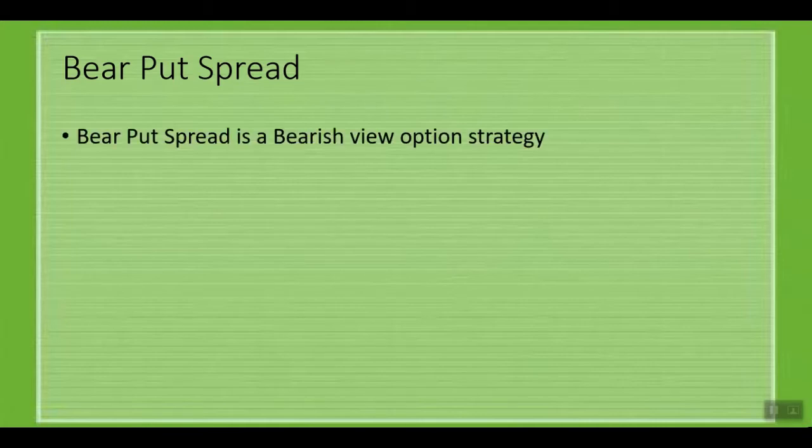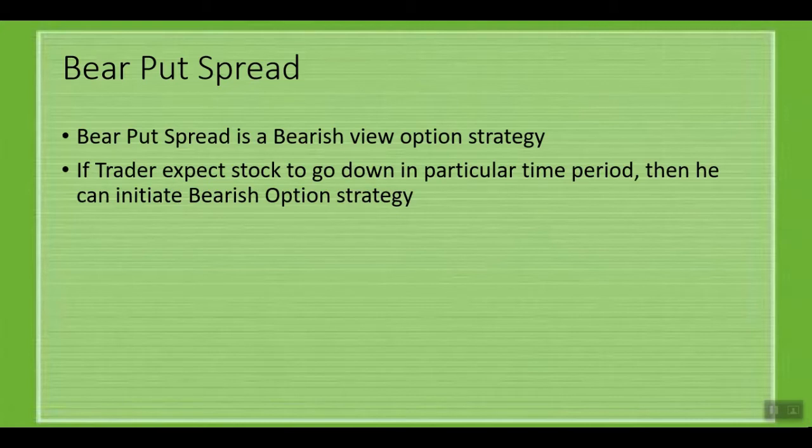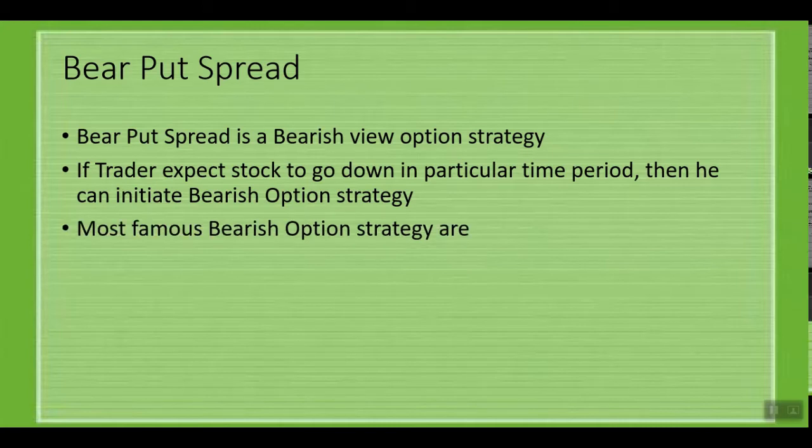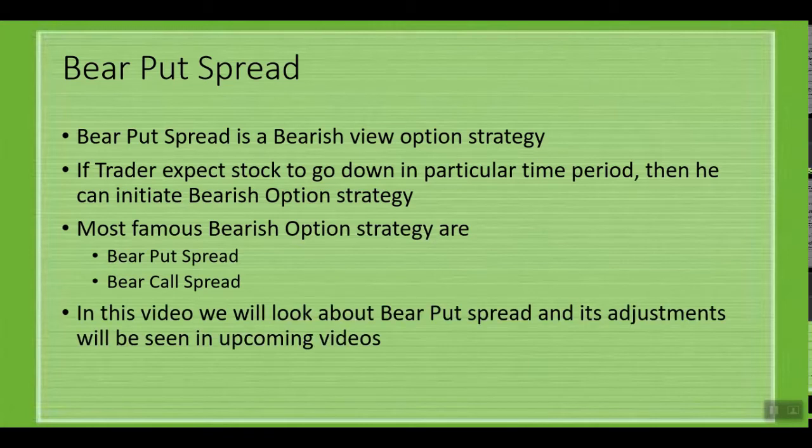So the bear put spread is a bearish option strategy. If a trader expects the stock to go down in a particular time period, then he can initiate a bearish option strategy. The most famous bearish option strategies are the bear put spread and the bear call spread. In this video we'll have a look at the bear put spread, and its adjustments will be uploaded in the upcoming videos. If the bear put spread goes wrong, how can we manage that to come out of the loss as well.